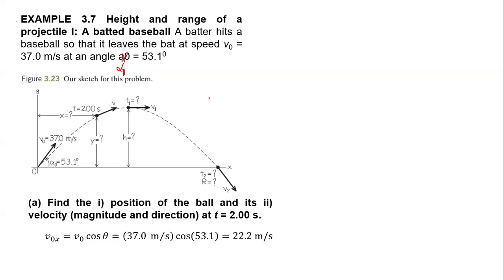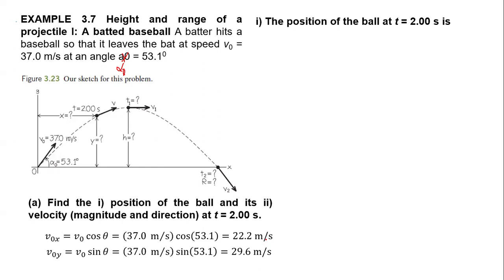Before you answer that, it is useful to first calculate v_ox and v_oy, which are v_o cosine theta and v_o sine theta. These are the components of the initial velocity, because all the equations have this term. If you calculate it first, it will help you do your calculations faster.